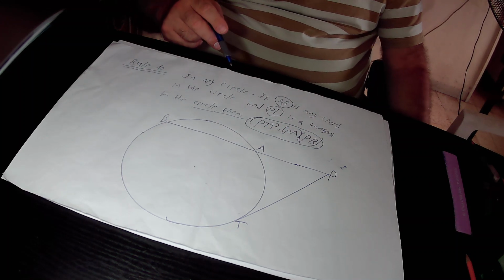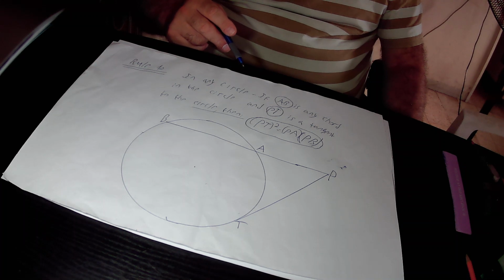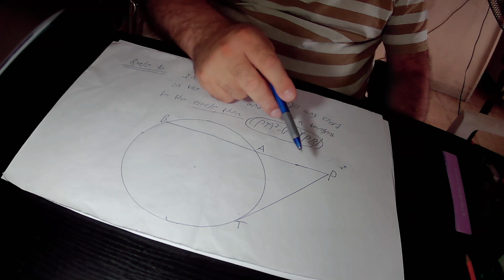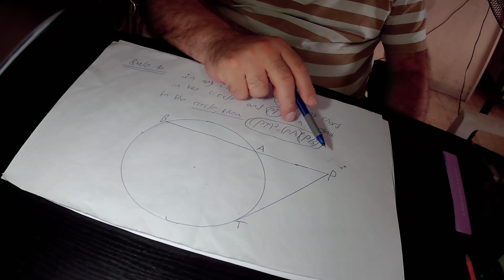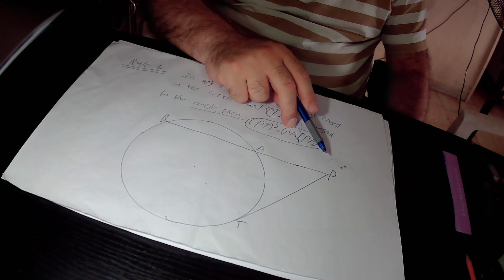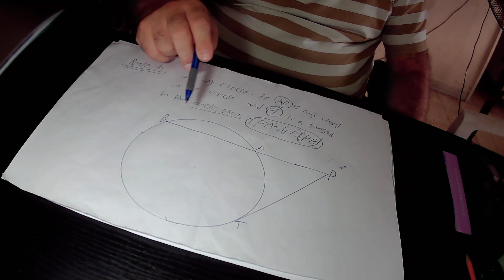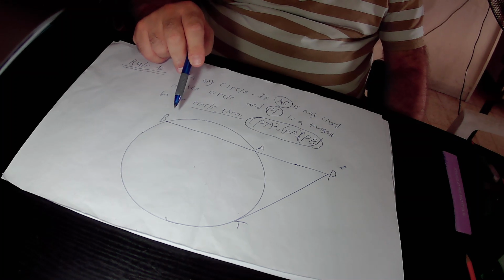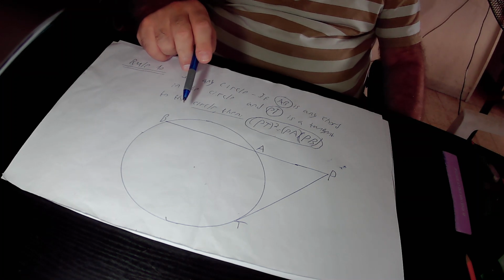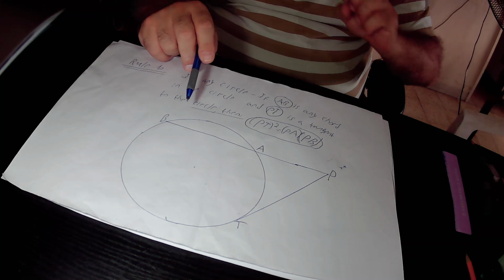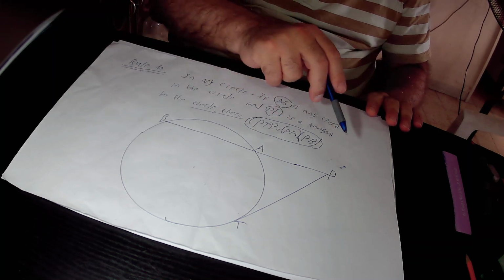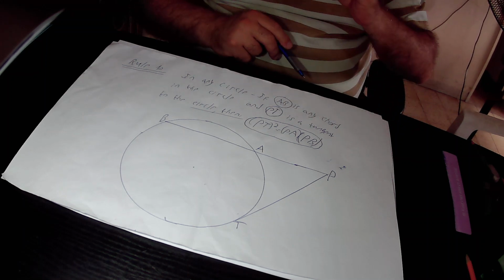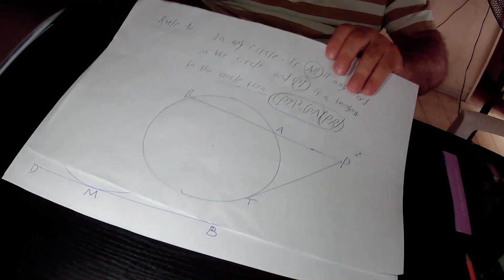So whenever you draw from a common external point a tangent to a circle, and from the same common external point you draw a straight line that cuts the circle at 2 points, and in this way you create a chord, then the following equation will be true: PT squared equals PA times PB. We can actually implement rule 10 in our drawing.